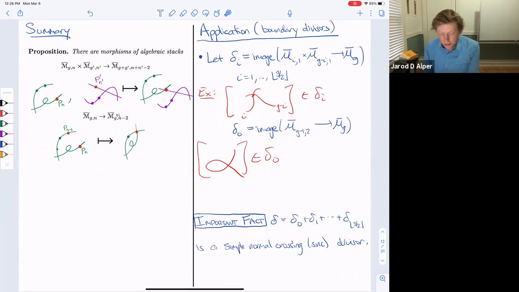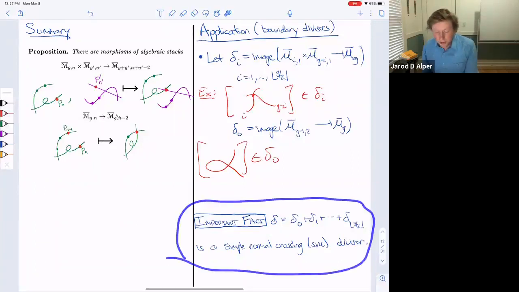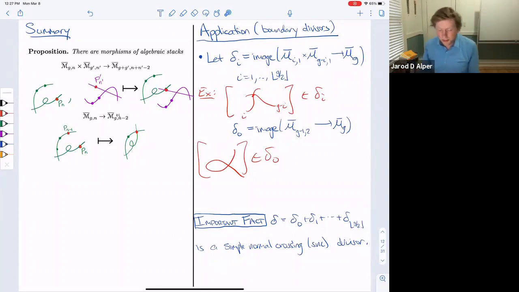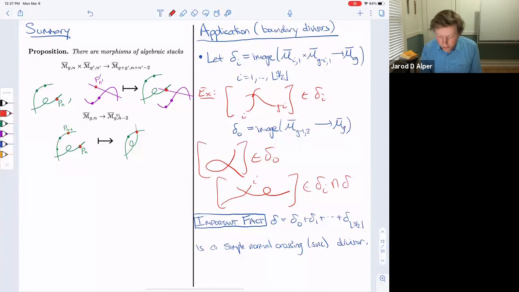It's a fact that it's a divisor, and I've highlighted this at the bottom, that it's an important fact. We won't prove it, and we also won't use it, that this boundary divisor is a simple normal crossings divisor. So this encodes two things: one, that it's a divisor, that's codimension 1, and two, that these divisors intersect transversely. So for instance, to see that they actually intersect, if you take a genus I curve meeting another curve that has a node like this, this is an example of a curve that's actually in delta I intersect delta 0.